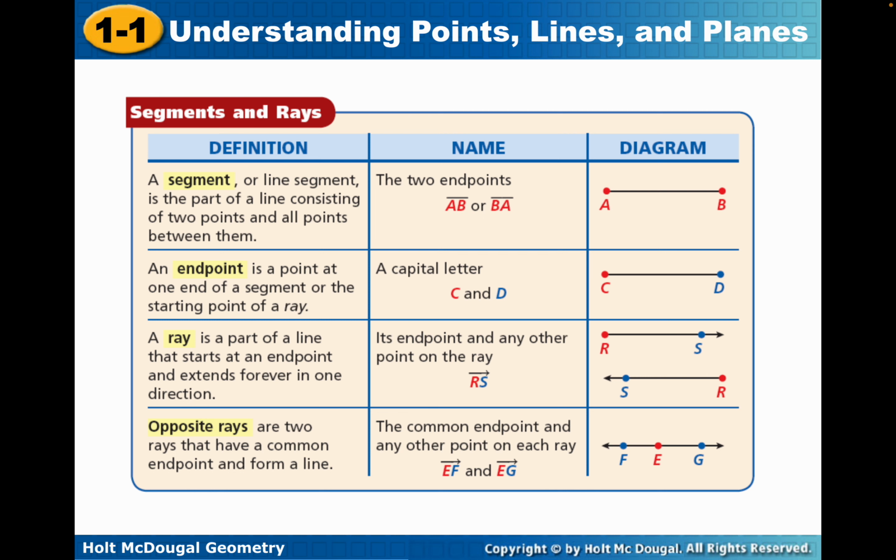So if you look at that diagram, it has A and B, and as you can tell, the line stops there. The line doesn't keep going. There's no arrows at the end of those, because if it kept going, then that would be a line. But since there's no arrows, this is a line segment.